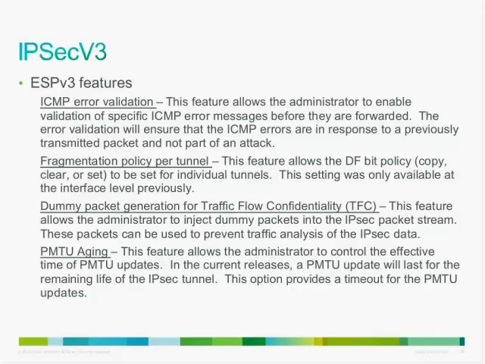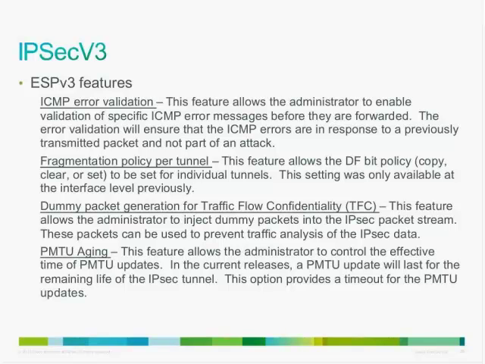Now, fragmentation policy per tunnel. This feature was there at an interface level. Basically, you could play around with the DF bit, either copy, clear, or set, which is the don't fragment bit set on the packet. And this feature was only available at an interface level. So basically, any traffic going to any IPsec tunnel would hit the same policy. Now we have made this an individual tunnel setting. That means you could have different fragmentation policies per tunnel. So you don't have to worry about affecting any other tunnels by making this change.